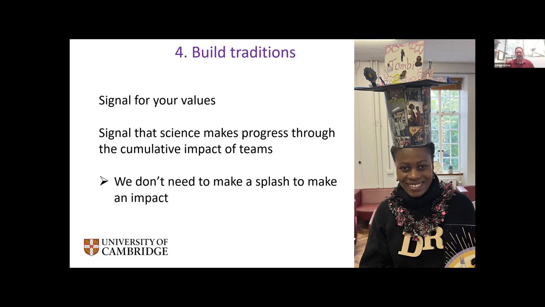You are part of a relay race. You're moving science forward to give to the next person. And together we're going to win that relay race. We are going to make a difference, but we're not doing it by ourselves. And so I think that's kind of the value that I try to bring across in traditions.